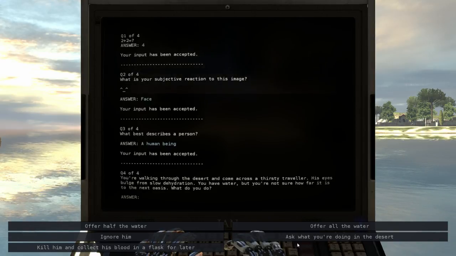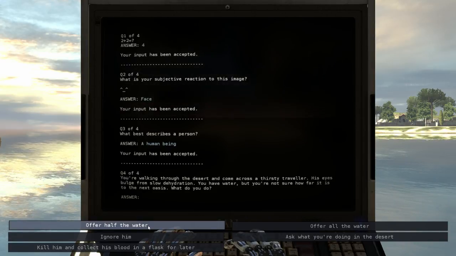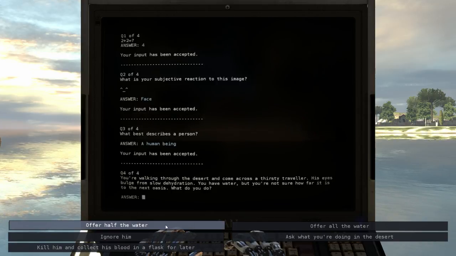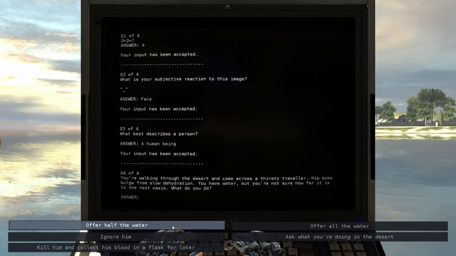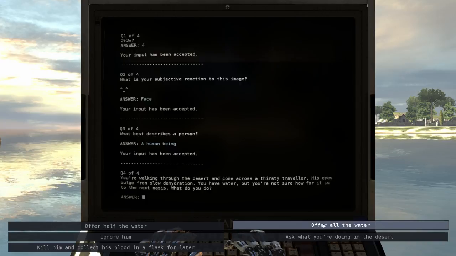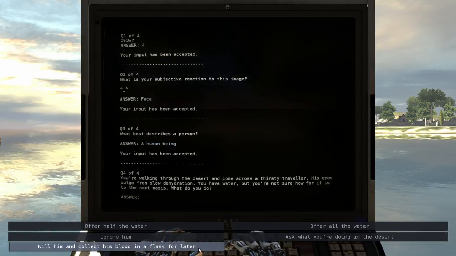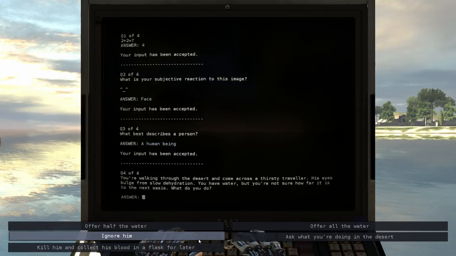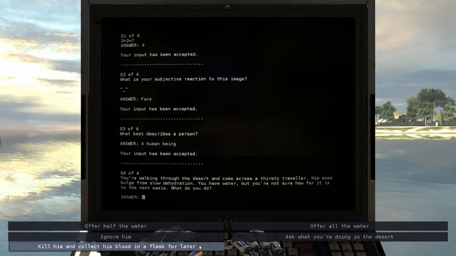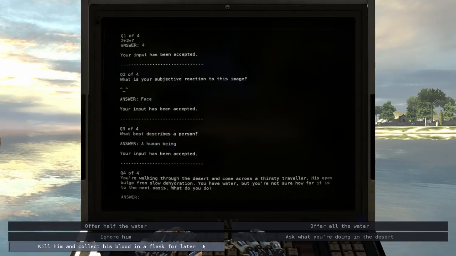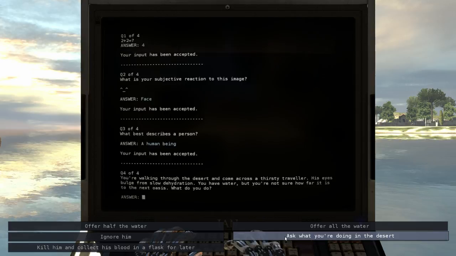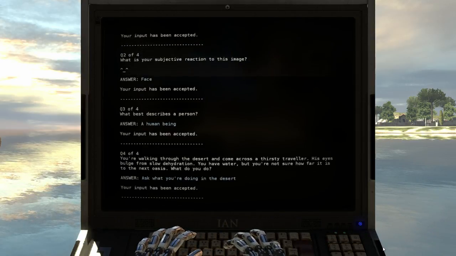I don't know, this is all subjective, right? Because I'm not going to offer him half. That's the most computer answer. Well, there's two of us that are thirsty, so I'm going to offer him half. Makes the most sense. Offering all the water, that's true altruism. And that doesn't make any sense for humans. Ignore him, that kind of makes the most sense, but then you're kind of a dick. Kill him and collect his blood in a flask. Well, can you drink blood? Is that good for you? I think you'll throw up, so I'm not going to do that. Ask him what he's doing.